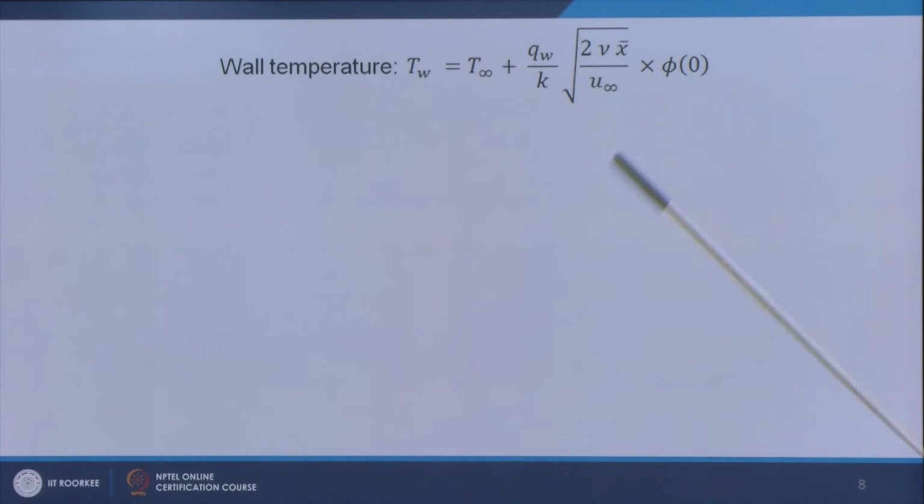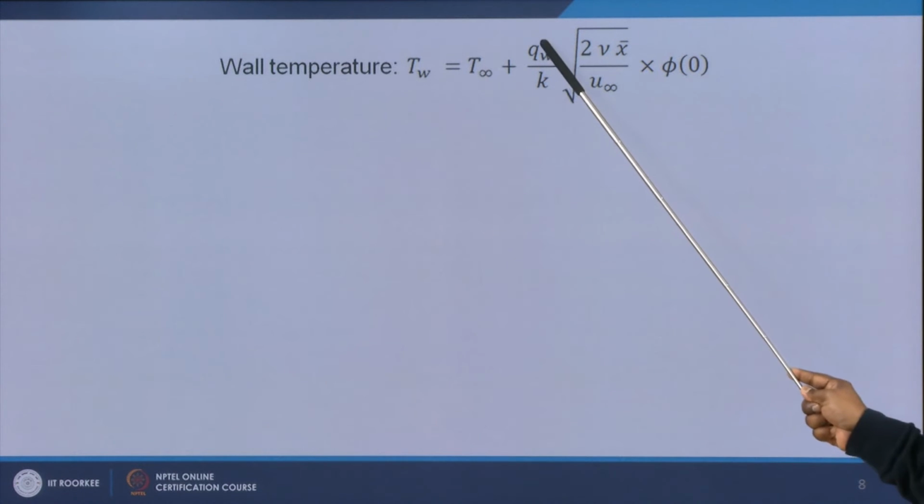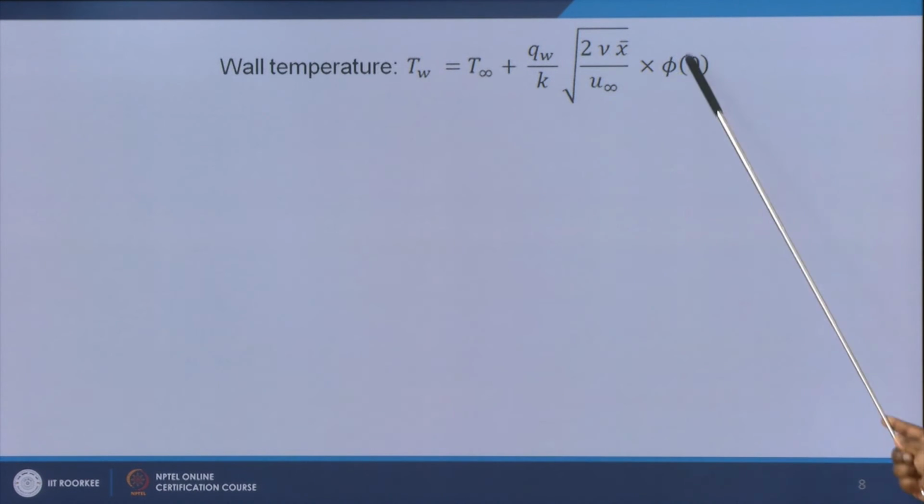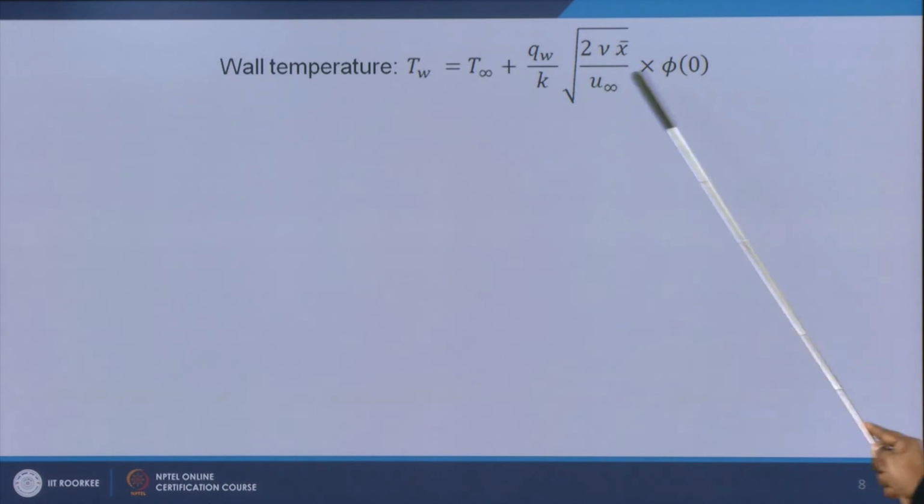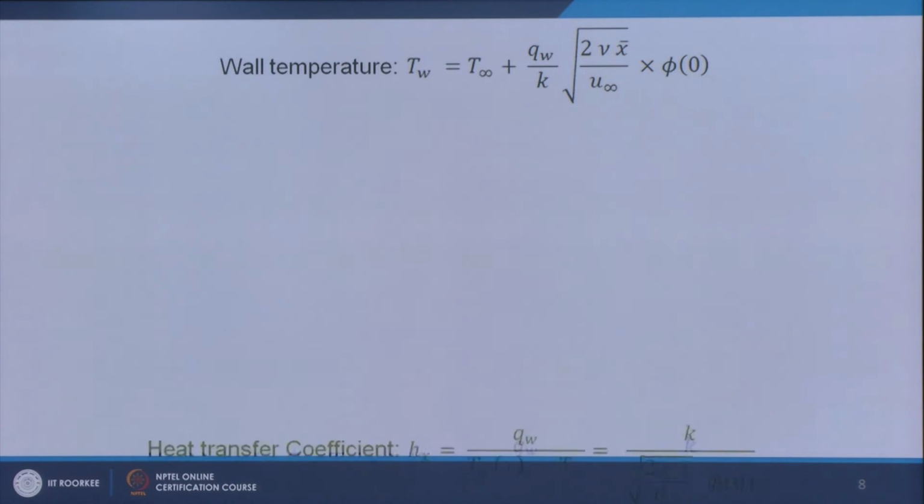Okay, so the main task here, as Qw is constant, is to find out the value of phi at the wall. Once we can find phi, we can get the value of the wall temperature.